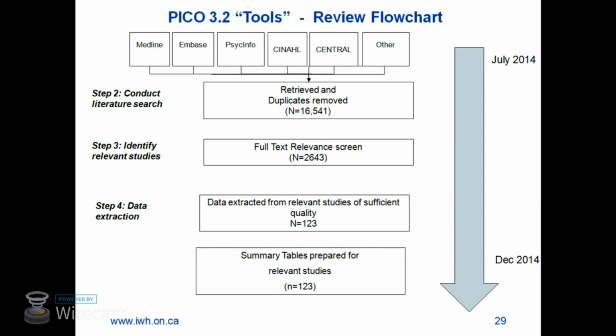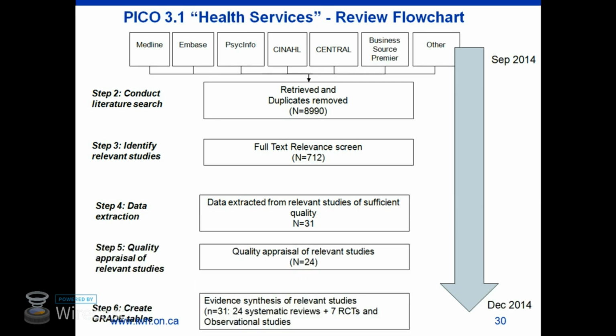For 3.1, which was the focus on health services, as you can see, we ran the search in September. We looked at almost 9,000 articles, titles and abstracts, 700 articles. Originally, the scope of the contract that we received from the WHO was to do data extraction. So we flipped the steps of our review on those 31 studies that we felt were of sufficient quality. They then later on asked us if we would do an appraisal of the quality and then prepare GRADE tables for each of those, which we did.